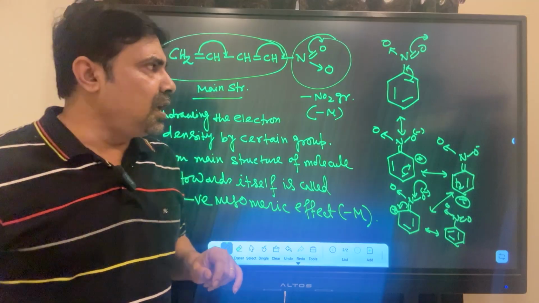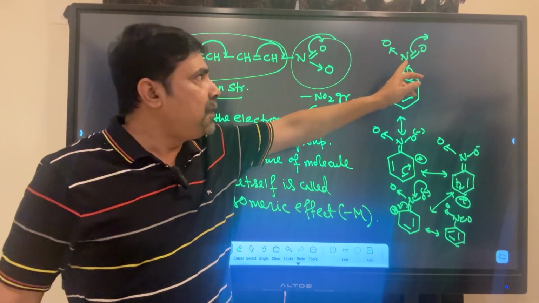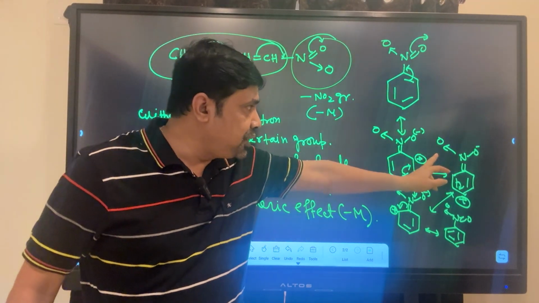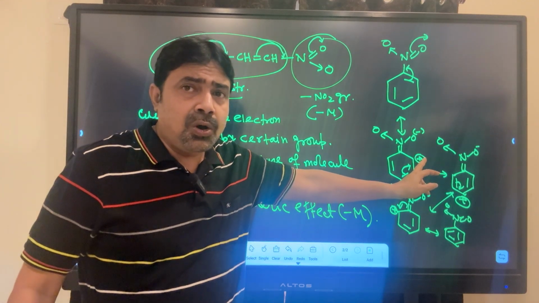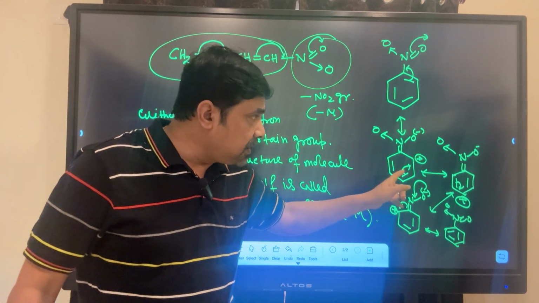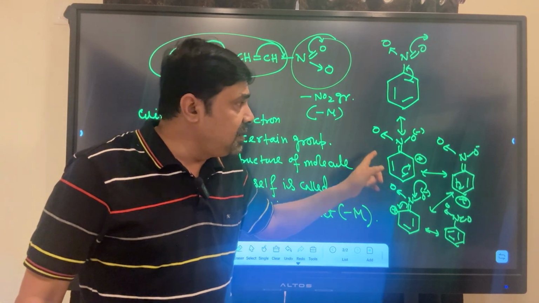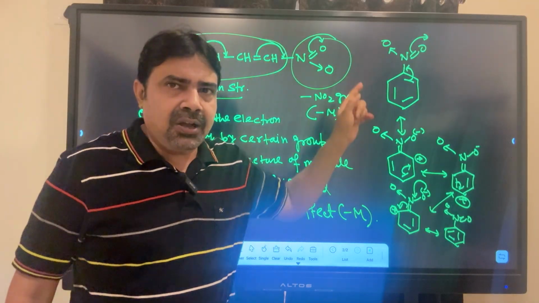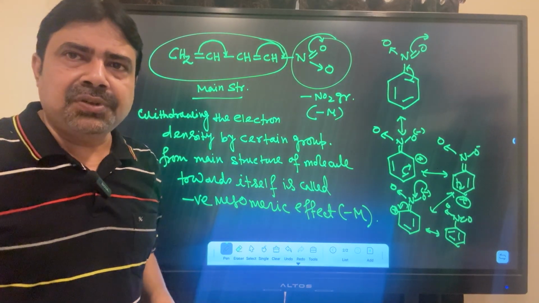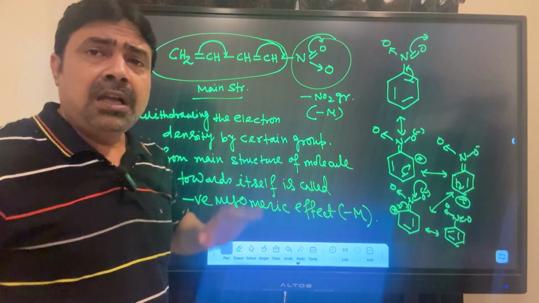Is it clear? So now here is the rule I am telling you. First there will be 2 sort, positive charge created in a benzene ring ortho to the nitro, and then after that one sort, and in the last there will be 2 sort. Then only you will get the proper resonating structure. This is about the minus M.